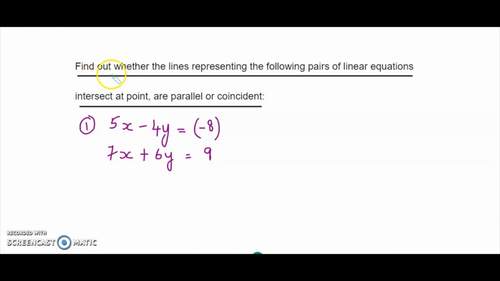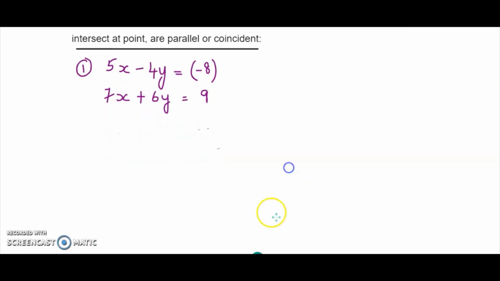As you can see the heading, it says find out whether the lines representing the following pair of linear equations intersect at one point, meaning intersecting lines; they are parallel, meaning no solution; or coincident, meaning they have infinitely many solutions. So the first step for getting the condition is always to shift the constant to the left. So rearrange this as 5x minus 4y plus 8 equals 0, because we're shifting the 8 to the left.